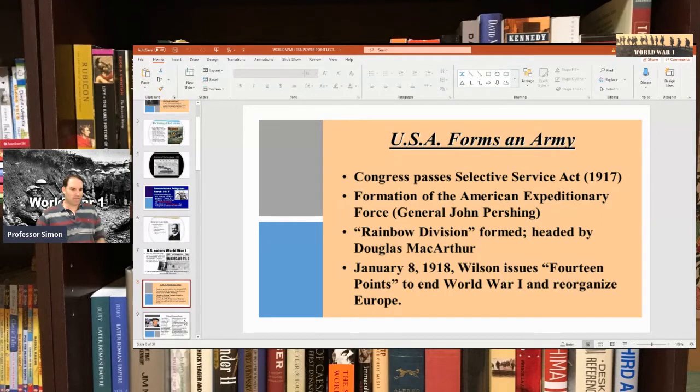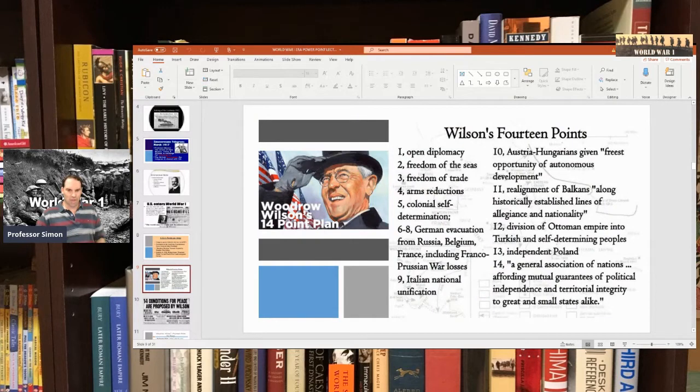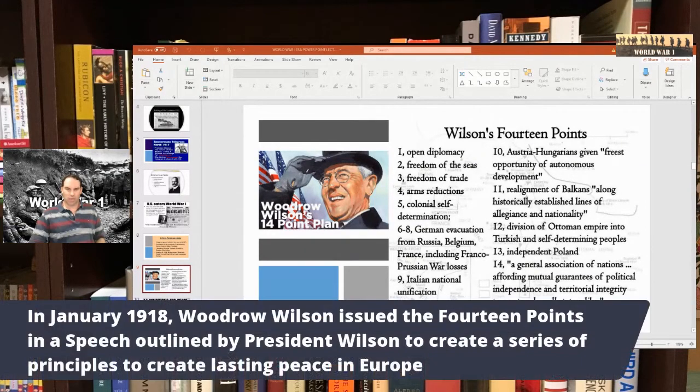Before I get into that, another thing I need to talk about is Woodrow Wilson. He had this thing called the 14 points that you may have heard of. It was issued during the war, in January of 1918. It was really a speech that he gave, and they called it the 14 points later, but it was like a peace plan that he outlined pretty much.